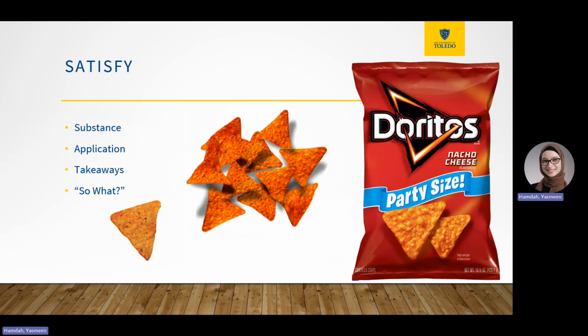And so we talk about satisfy, right? So being able to include the main components in there. So your goal is to be able to sum up your research and say, hey, this is what I'm doing. This is what I'm trying to find out. Here's why it's relevant. And being able to meet that so what factor, right? So there's a common question that folks will ask with research, which is, so what? So why is this significant? What benefit is this going to be to the folks around you?